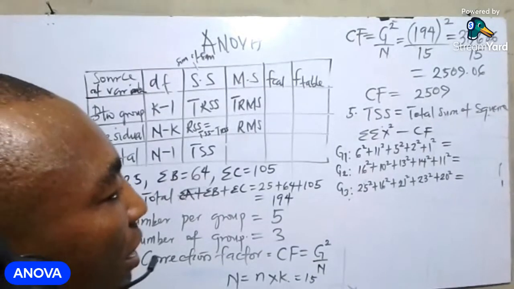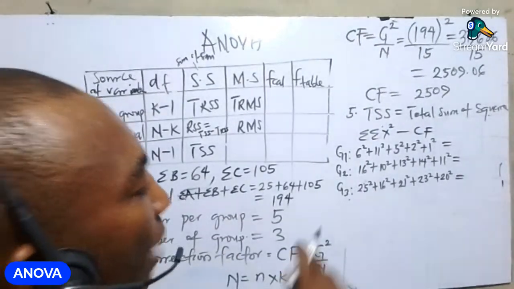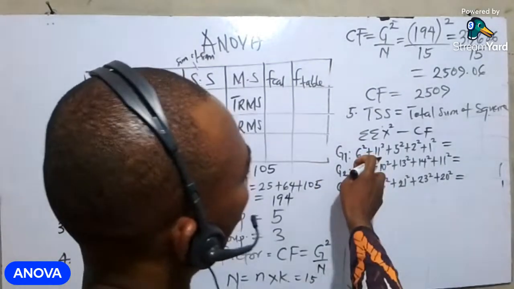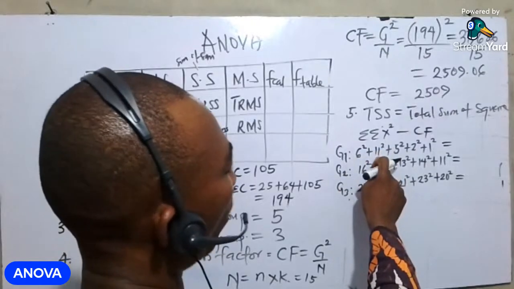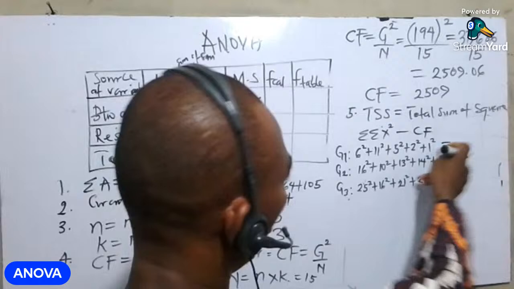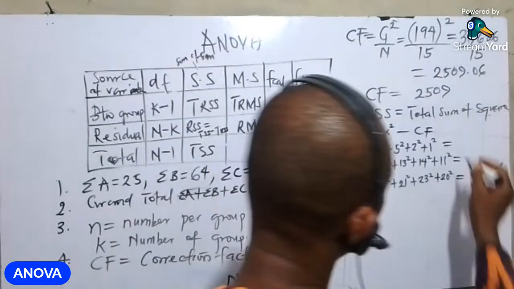That is your summation x squared. You square each observed value in each of the groups. So 6 squared is 36, plus 121, plus 25, plus 4, plus 1, and that will give me 187.